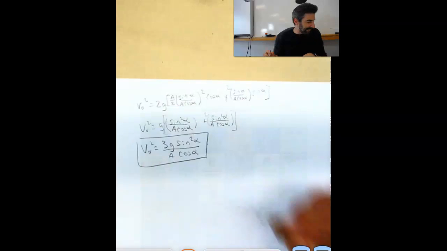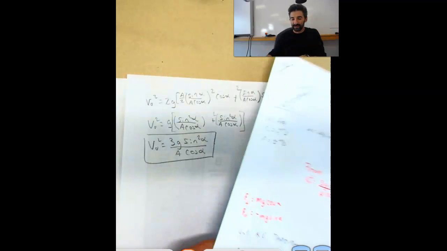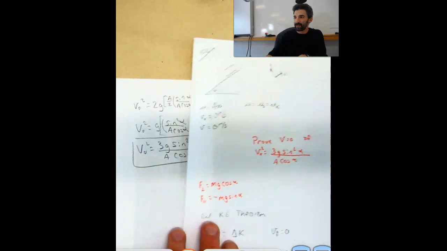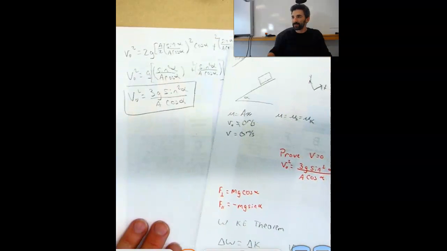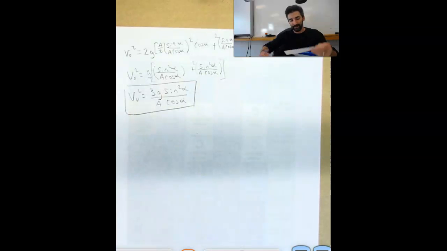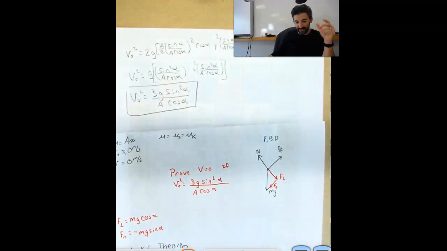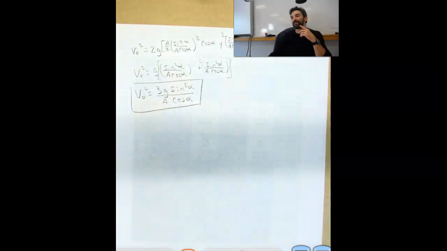And that is it. Let me compare. Did I do it right? Oh, this is exciting. The physics always tends to be easier than the calculus, but that looks like it works. Try and get all that on the same page here. 3g sine squared alpha over a cosine alpha. 3g sine squared alpha over a cosine alpha. Whew. That is all I have for you today.